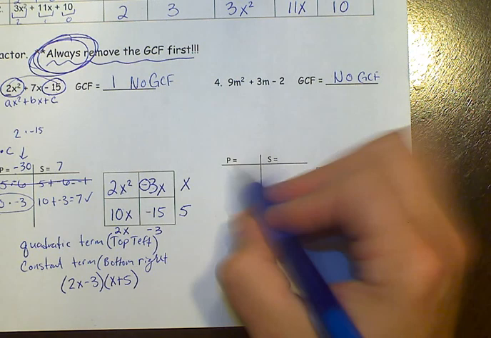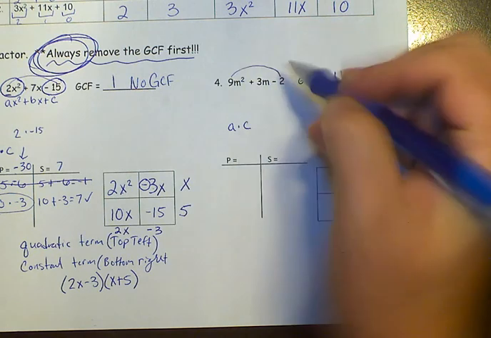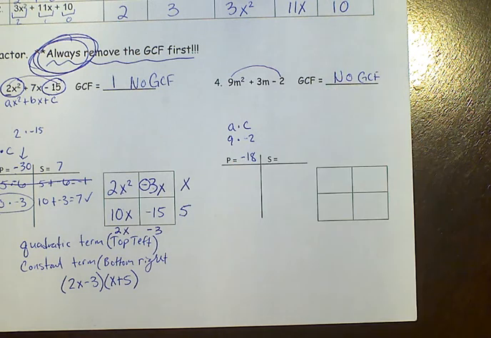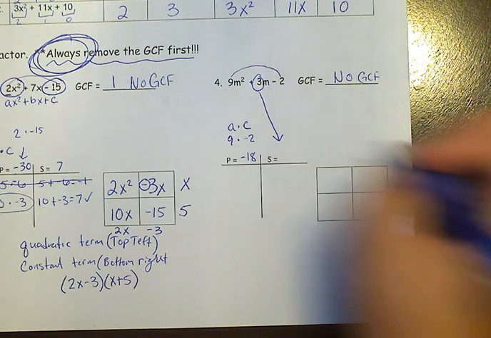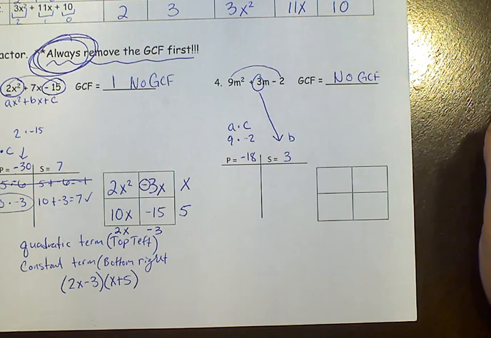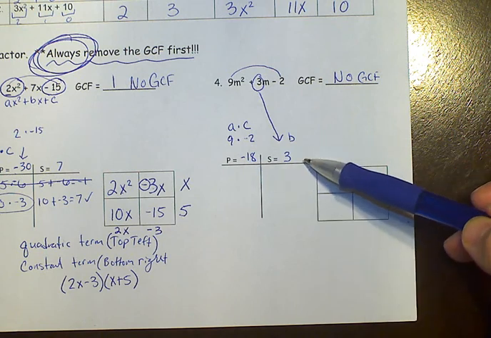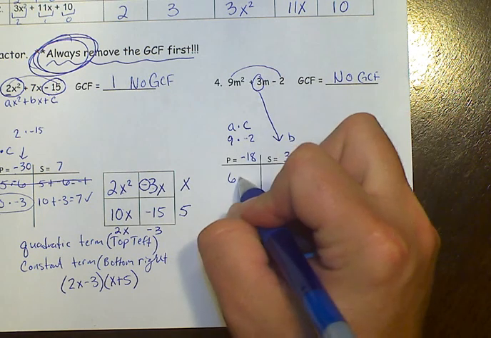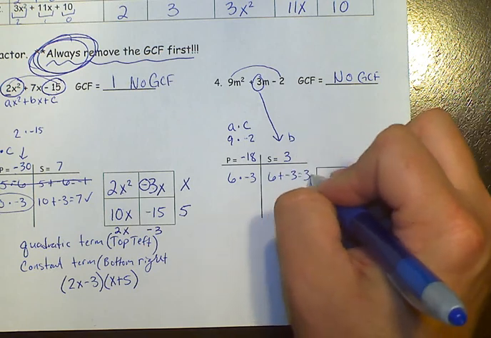My product is A times C, which is 9 times negative 2, which is negative 18. And my sum is always this number, my B, so 3. So I need to come up with two numbers that multiply together to get negative 18 and add to get 3. I know that's going to be 6 times negative 3. 6 plus negative 3 equals 3. So that's good, these are my numbers.